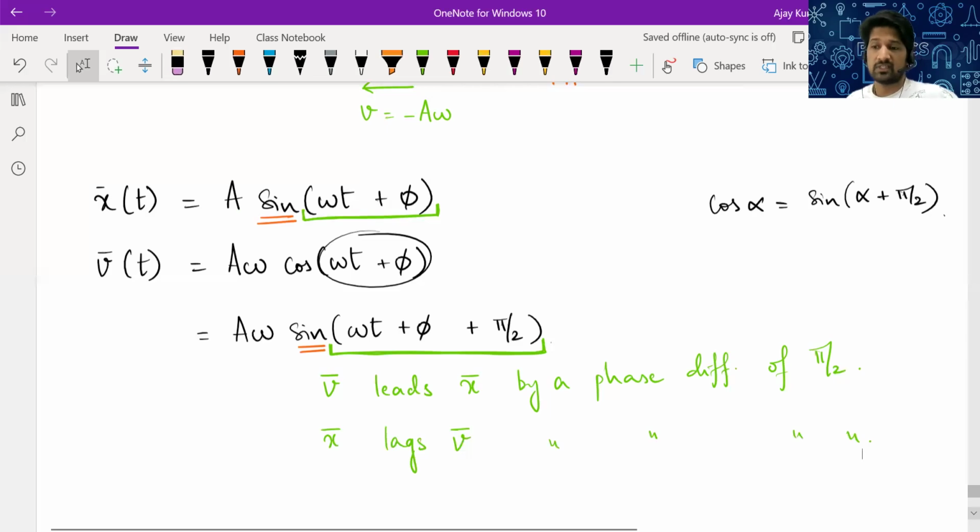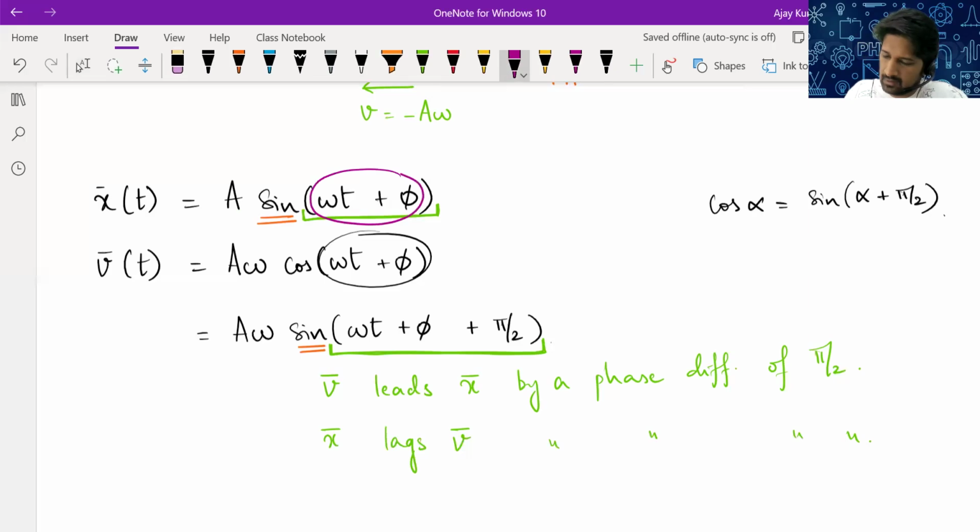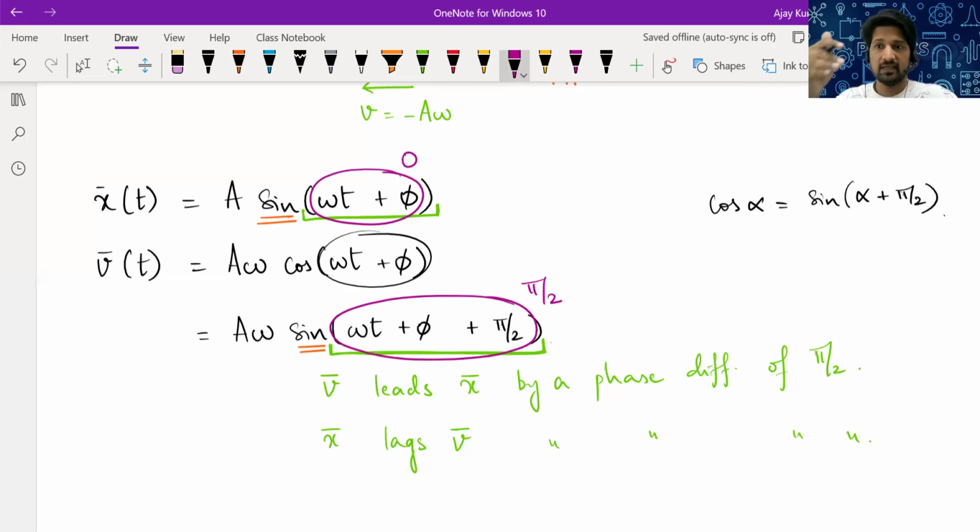Now, why do we care about what is the phase difference between them? Who is leading, who is lagging? You'll understand. What this means is, when this term becomes 0, let's say at some time this has become 0, then here also it will be 0. But the whole phase of the velocity function, when omega t plus phi is 0, this becomes pi by 2. Now, when angle is 0, sine value is 0. But when angle is pi by 2, sine value is maximum. That is the significance here. When angle is 0, that means when displacement is 0, the velocity becomes maximum.